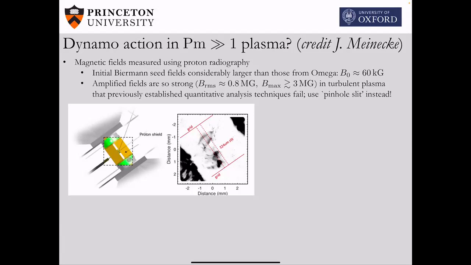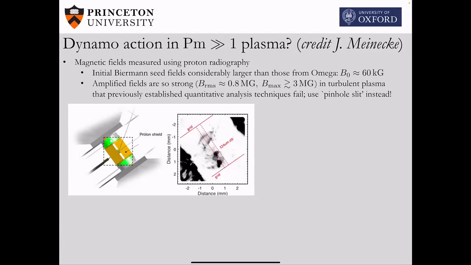Instead, we use this pinhole slit, where we basically cut off the proton flux prior to the protons passing through the plasma. And so the only protons we should in principle detect will have passed through this slit.